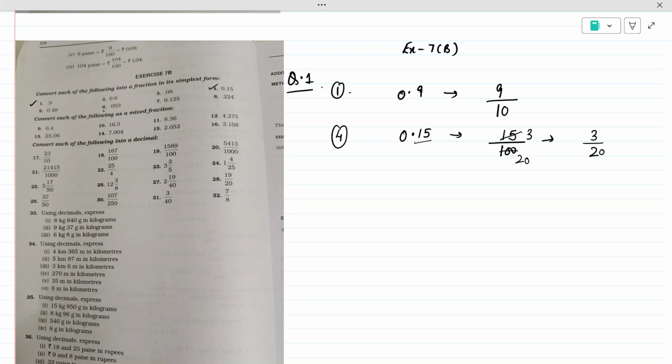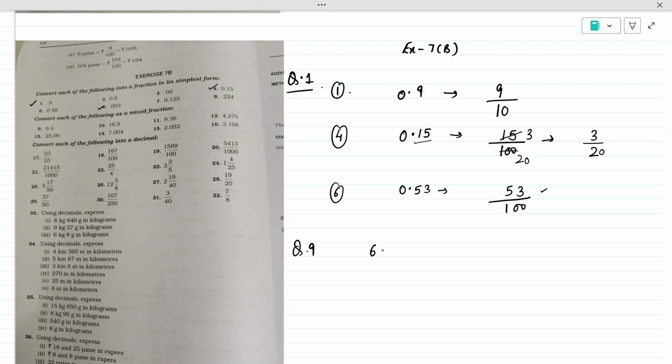Now let me pick another question. Question number 6. 0.53 can be written as 53 by 100, and they do not have any common factor. 53 is a prime number. So this is the simplest form we are writing here. Similarly, kids, you can pick other questions, the 0.6, 0.08, 0.48 and other questions for the same conversion. Okay. Next, what we have is question number 9, where we have to convert them into a mixed fraction now. So I'm picking question number 9 first.